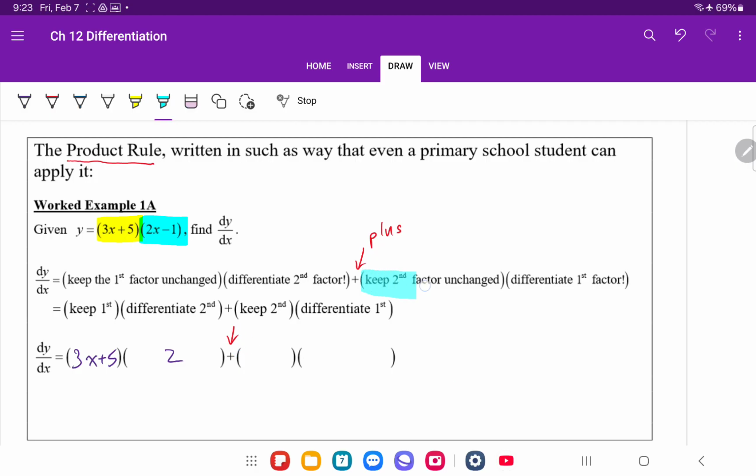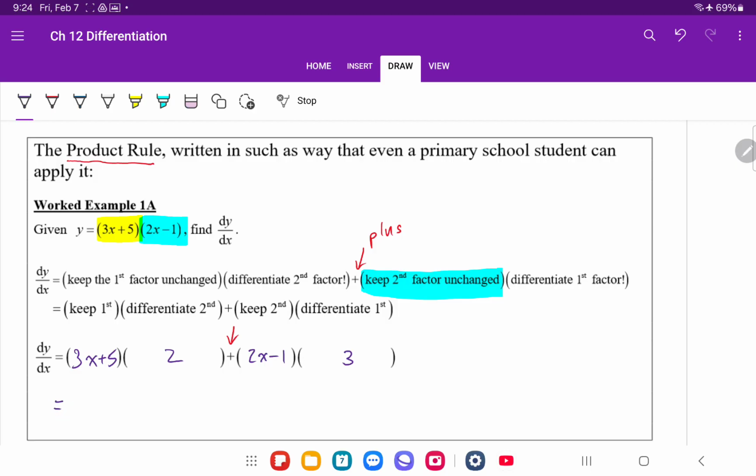Now we will keep the second factor untouched. So whatever was the 2x minus 1, we copy it down. Afterwards, we differentiate the first factor. So the 3x plus 5 differentiates to become 3 plus 0, which you can simply write as 3.